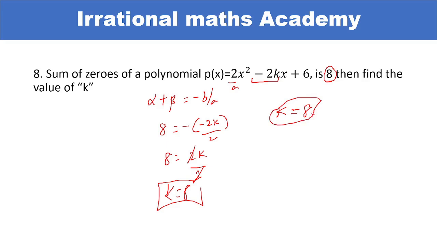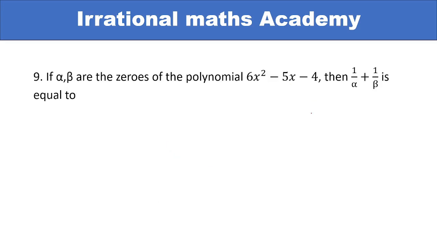Is this clear? Next. If alpha and beta are the zeros of the polynomial 6x square minus 5x minus 4, then 1 by alpha plus 1 by beta is equal to. First, let me simplify this part. 1 by alpha plus 1 by beta can be written as 1 into beta plus 1 into alpha by alpha into beta. So now what do I need? I need the sum of the roots and the product of the roots.